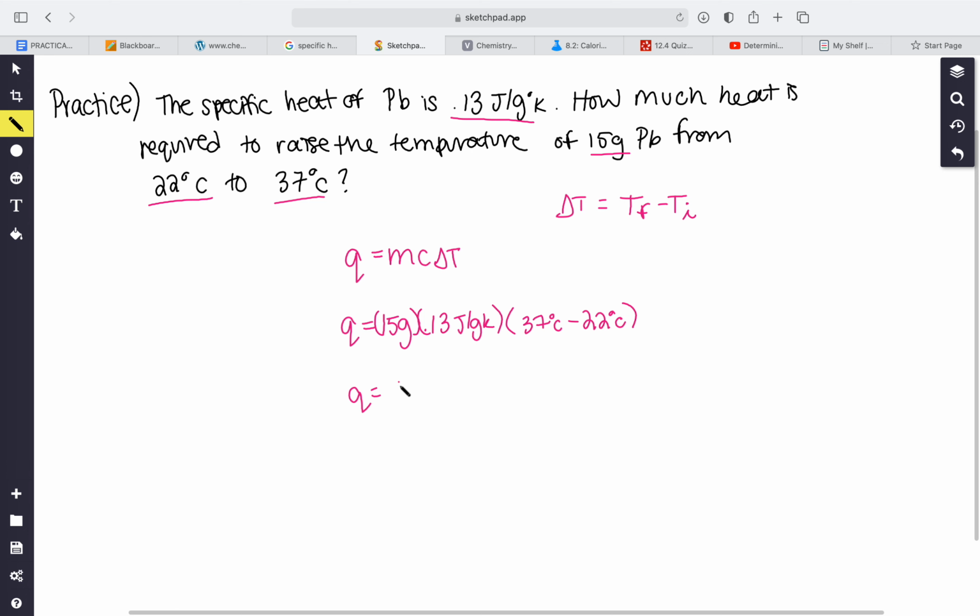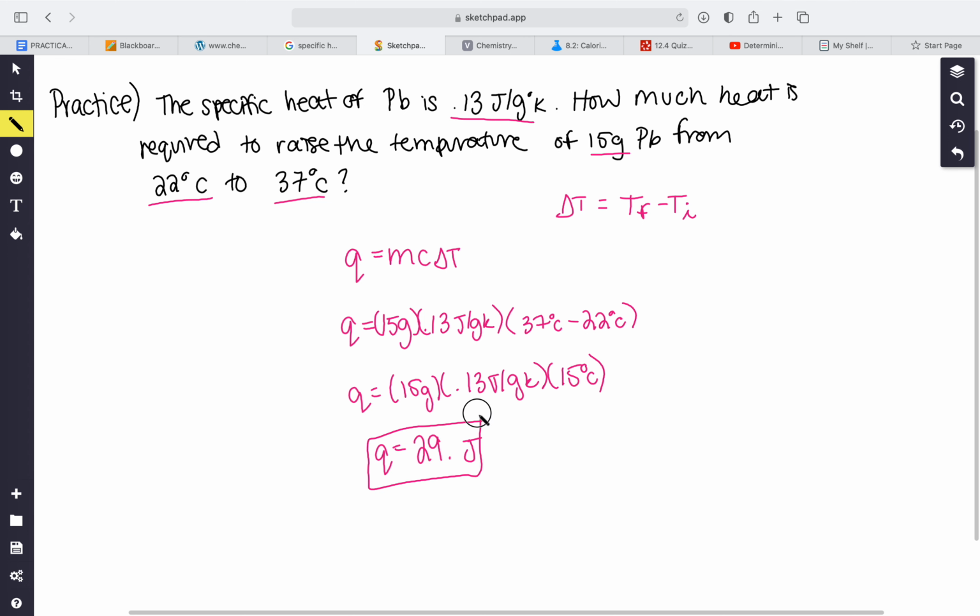All right, so I'm going to rewrite this. 37 minus 22, I got 15. And now we're going to multiply all those things together. So 15 times 15 times 0.13. And I got a Q value of 29.25, but we can only do 2 sig figs, so I'm just going to keep it at 29, and that would be joules.